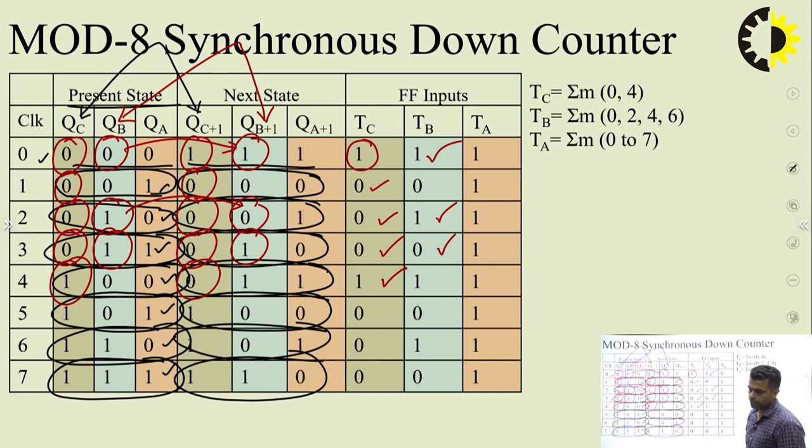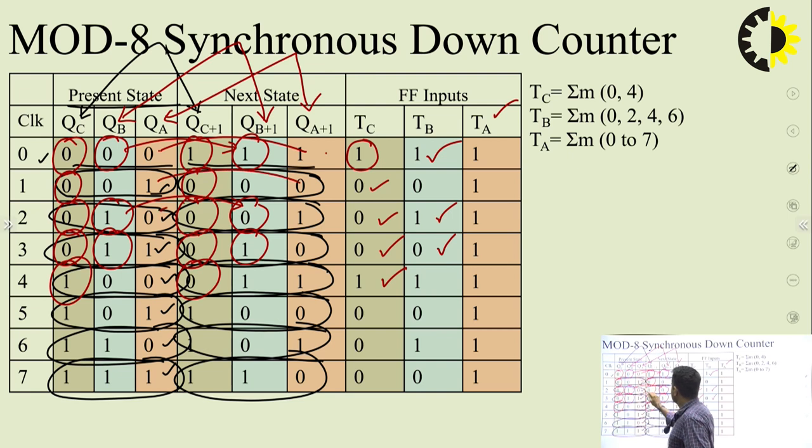And similarly, I can prepare the complete table for TA. So, all these values from present to next state, that means QA and QA plus 1, these two can be checked and TA can be written. You can check that QA is 0, QA plus 1 is 1, 0 to 1.